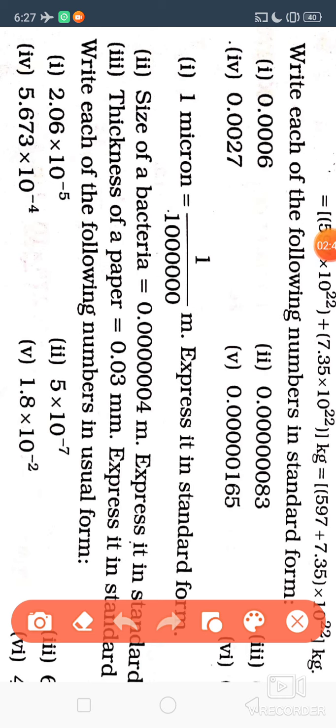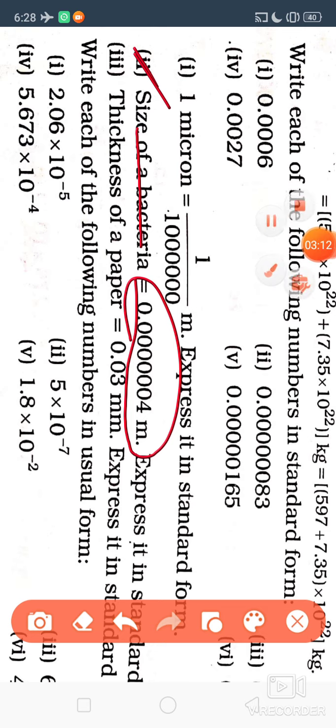Now look at question number 2. The size of a bacteria is given as 0.0000 something 0004 meter. We have to write this in standard form. First of all, we have to remove this decimal. We'll see how we can do that.